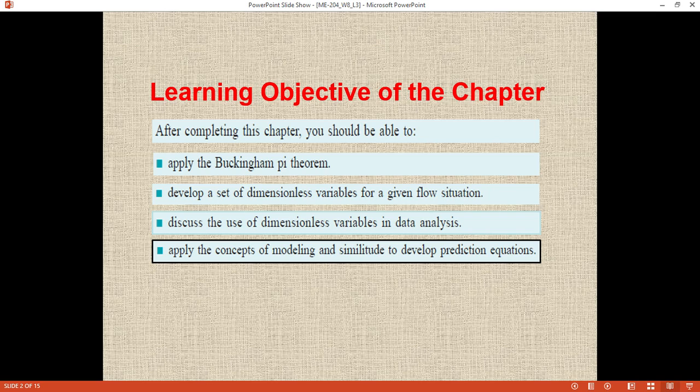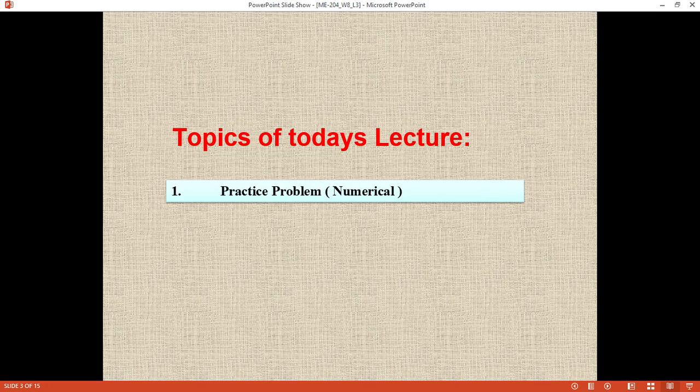So far we have covered the learning objective up to this point, and let's move on to the topic we are going to cover today. Today we are just solving some practice problems. So let's start.